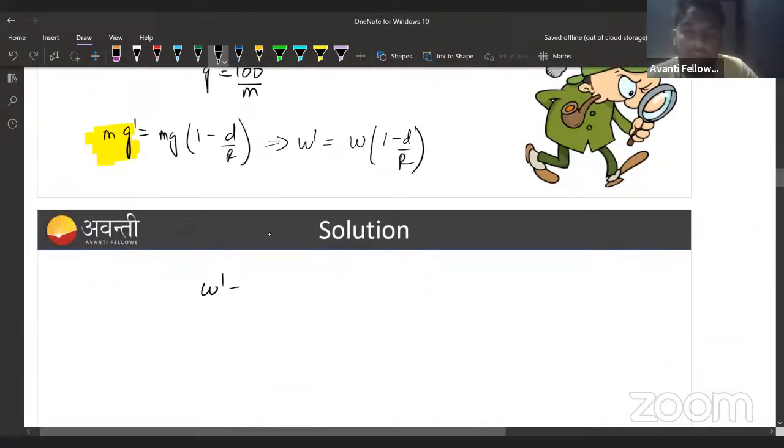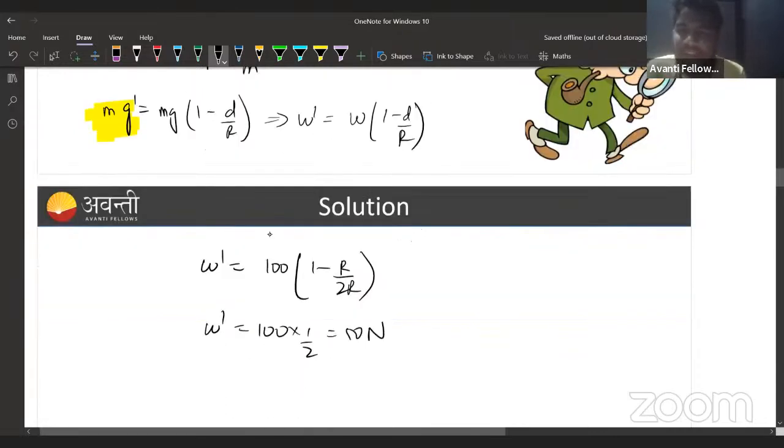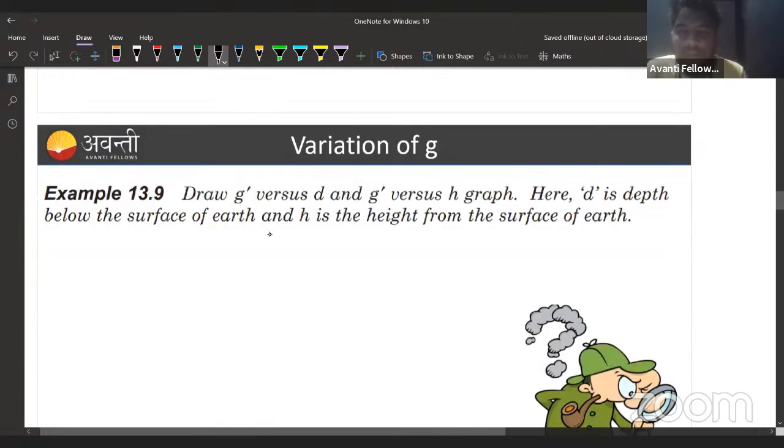Now, W dash is equals to weight on the surface, which is given as 100, into 1 minus d, which means r by 2 into r. Now, solving this, you'll get W dash is equals to 100 into 1 by 2, that is 50 Newton, which is correct. Hopefully, this question is clear, right? We directly use this formula, nothing else. Now, this is the next question.